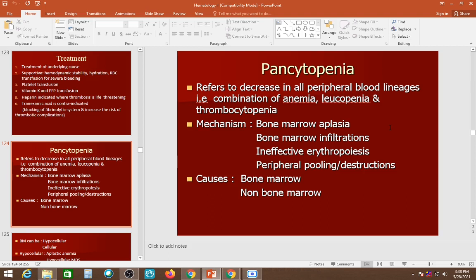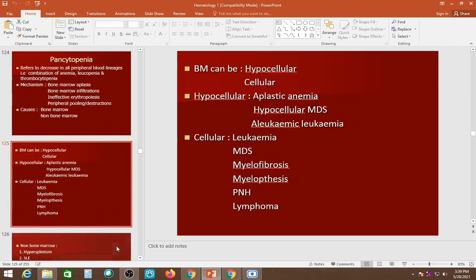So now we come to the causes. What are the causes of pancytopenia? As we know, it can be because of the bone marrow itself, or it can be non-bone marrow. It is not necessary that the bone marrow itself causes it. Under the bone marrow causes, we again say it can be a hypocellular bone marrow or a cellular marrow. Are you getting this? I'm just trying to put the classification so that it becomes easier for you. Hypocellular marrow means very few cells in the marrow, and cellular means normal.